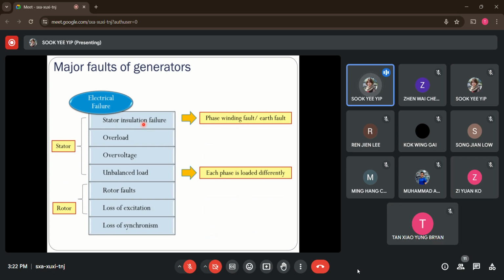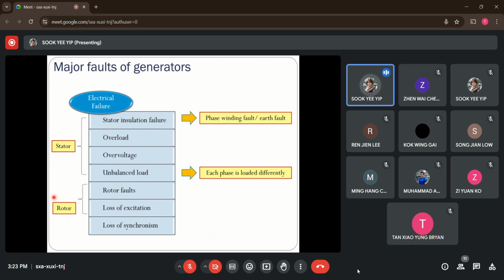Okay, and another issue is coming from overload situations. Then over voltage, which is linked to overspeeding situations, followed by unbalanced load situations. Whenever you see unbalanced, we know that a generator is a three-phase component, right? So it has three phases. Let's say each phase is loaded differently. It will actually lead to unbalanced load conditions. All right, so we have to focus on this problem as well, how it affects the operation of the generators. That is for the stator fault.